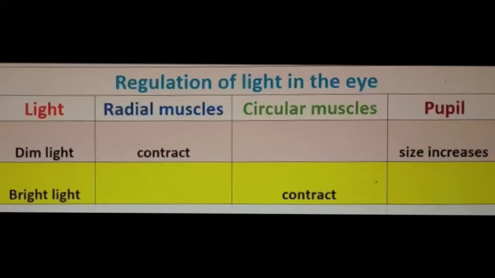When the radial muscles contract in dim light, the size of the pupil increases. When the circular muscles contract in intense light, the size of the pupil decreases. Thus, the amount of light falling on the lens is regulated according to the intensity of light. Let us complete the given table.